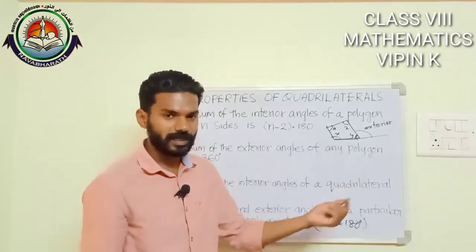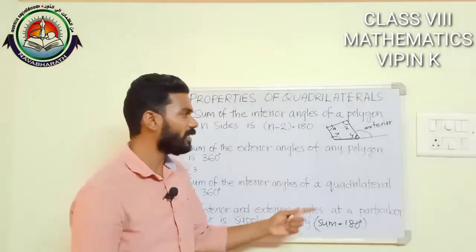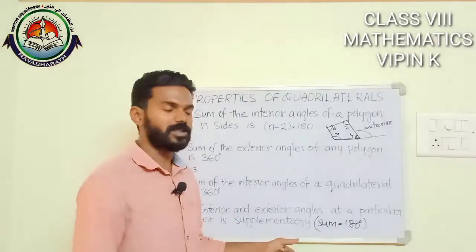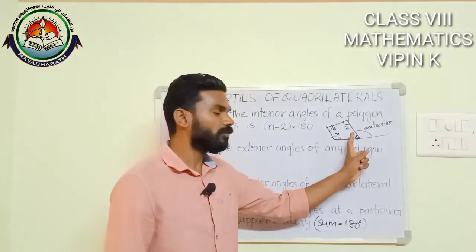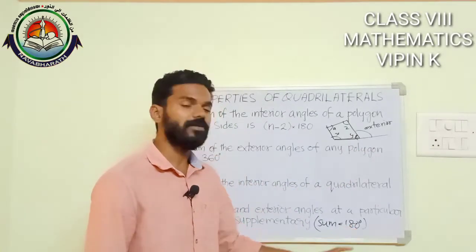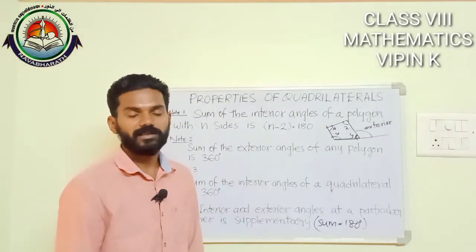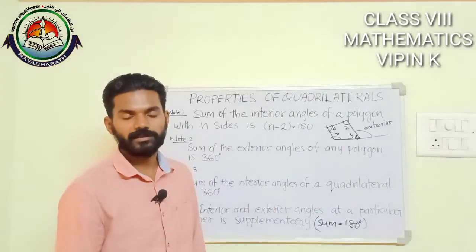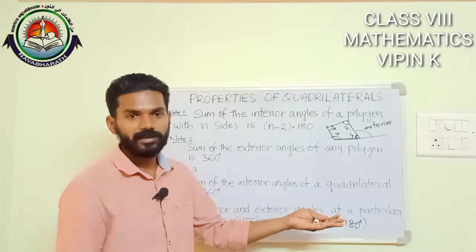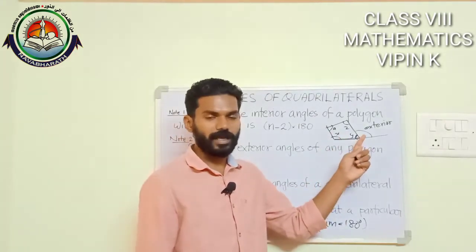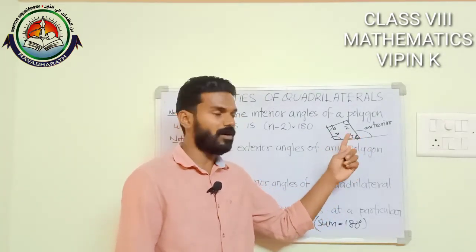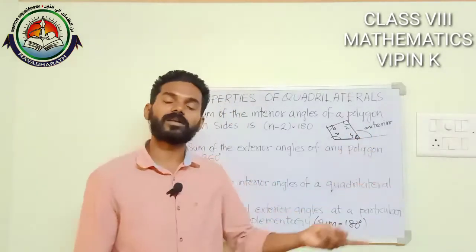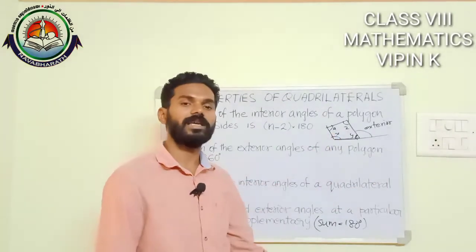The fourth result says that these two angles are supplementary, which means when we sum up these two angles, the answer would be 180 degrees. This is a property of any polygon. For any polygon, the sum of the interior angle and the exterior angle at a particular corner would be 180 degrees.